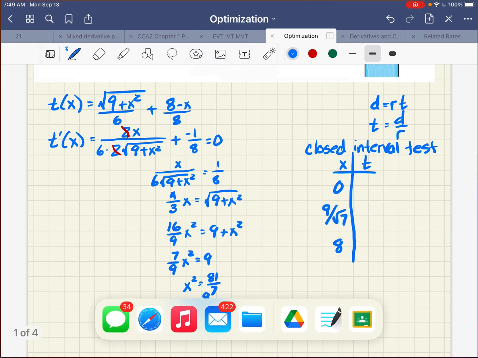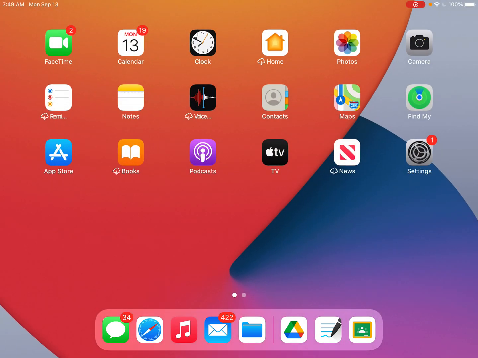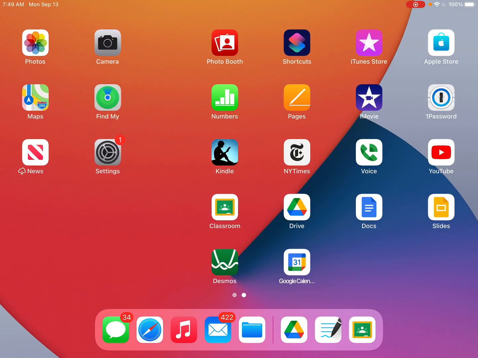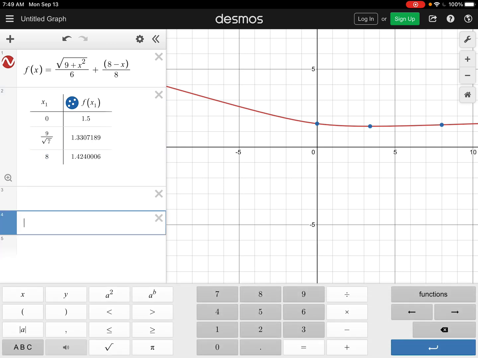So I think, let's see. Oh, where's my Desmos? There it is. All right, so there we go. I've already put this in, and again, you don't have to justify in your proof anything beyond I made a table. So here are my values. So I would just write those values in my proof. So when x is 0, 1.5, when x is 9 over square root of 7, 1.33, and when x is 8, 1.43. So 1.5, 1.33, 1.43.